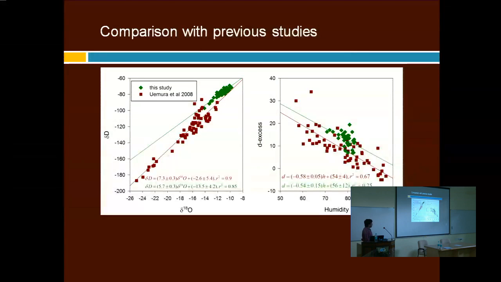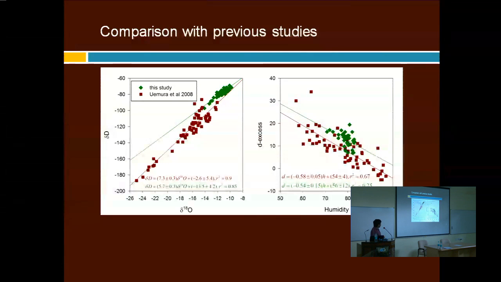Here is the relation that I was talking about, the dxs with respect to humidity. This is previously published data measured in the Southern Ocean, and this is where our data lies. This is the delta D, delta 18 plot. Since we are in the tropics, the temperature is higher, so fractionation is lesser. So our data lies here, and when you go to the polar region, the vapor will be somewhere here.